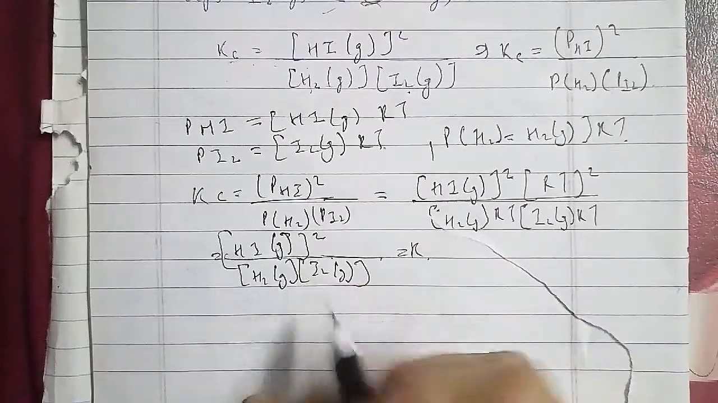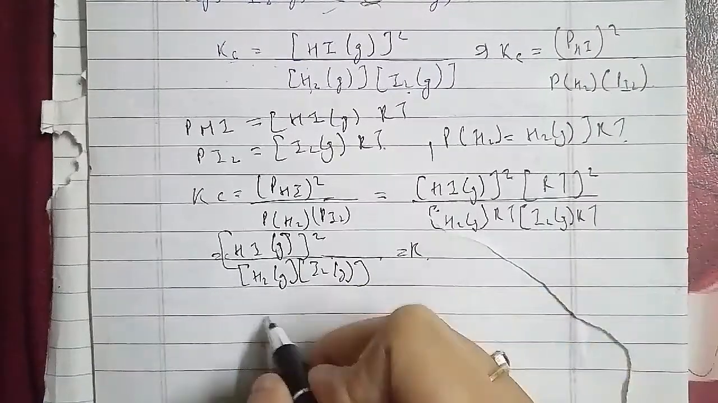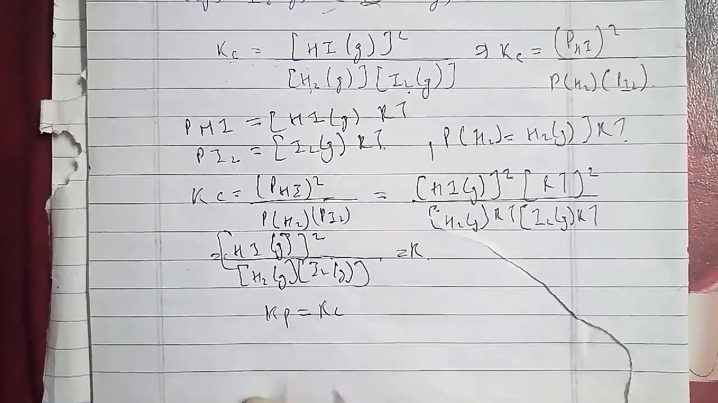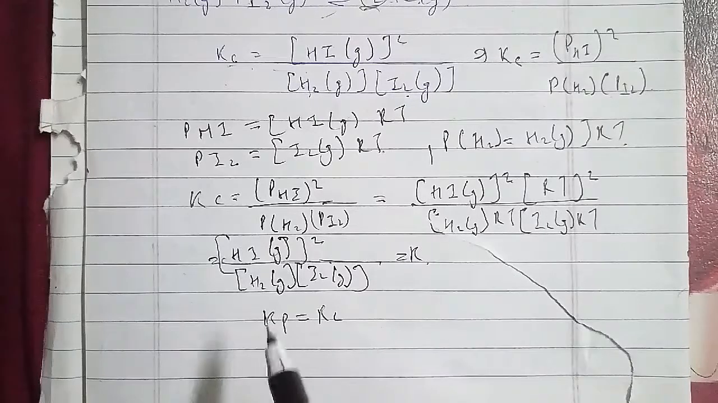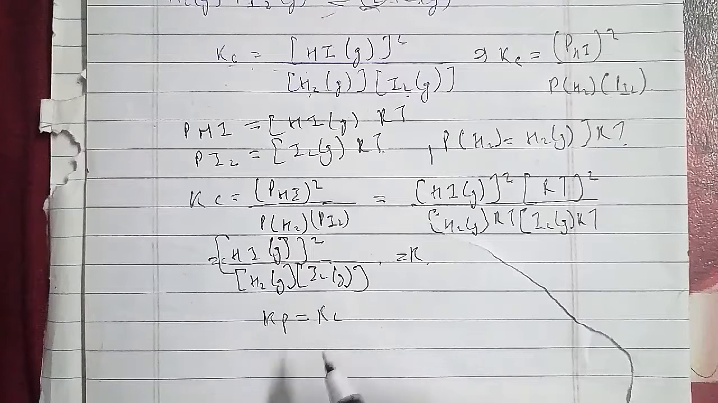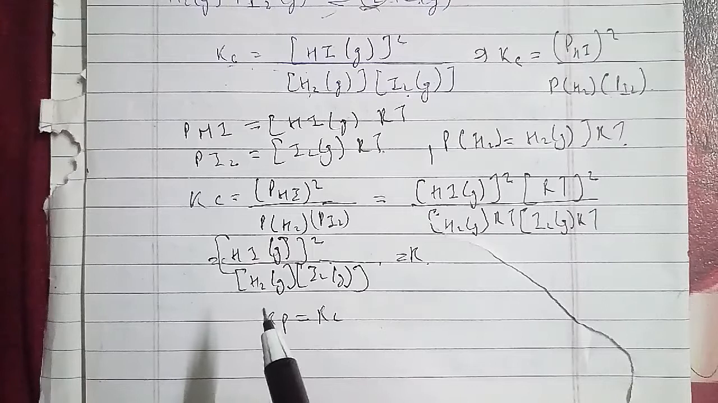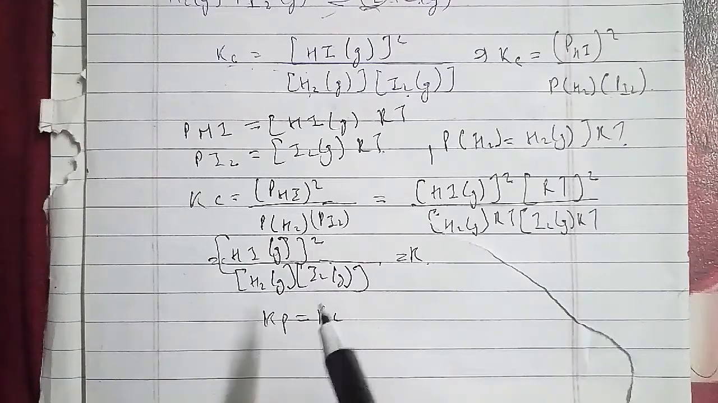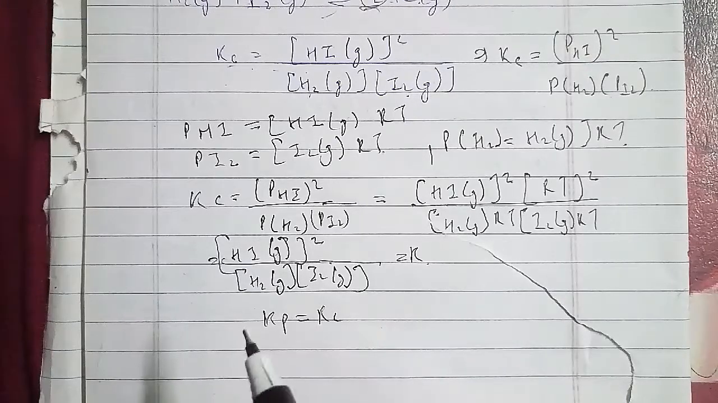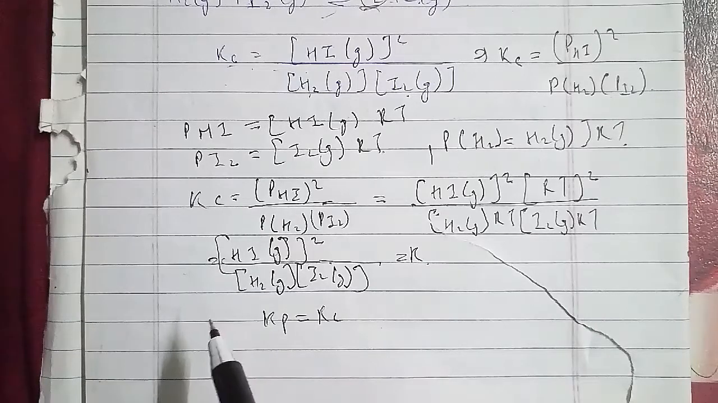In this example, we can say that Kp is equal to Kc, that is, both equilibrium constants are equal. However, this is not always the case. For example, we will discuss one more reaction, N2 in the gas state plus 3H2 gives 2NH3, and vice versa, 2NH3 gives N2 gas plus 3H2, and we will find Kc for that case also. So let's go ahead.